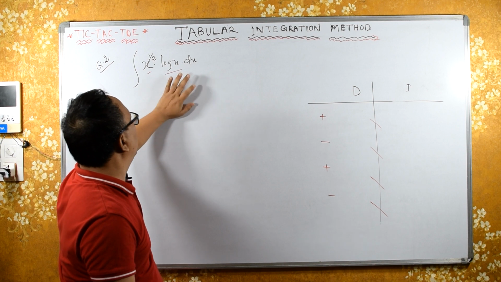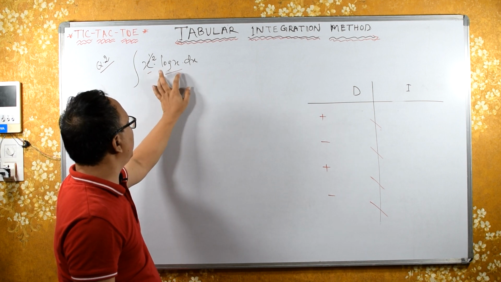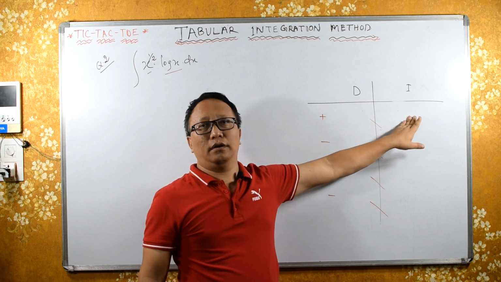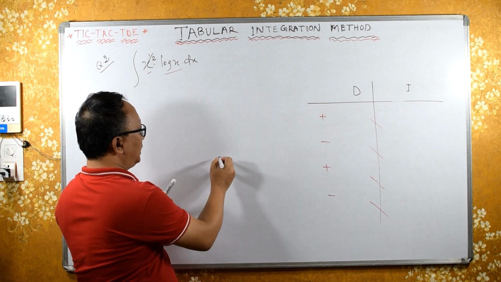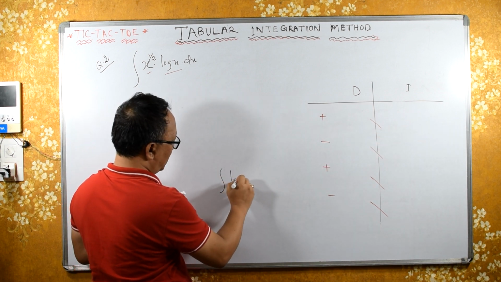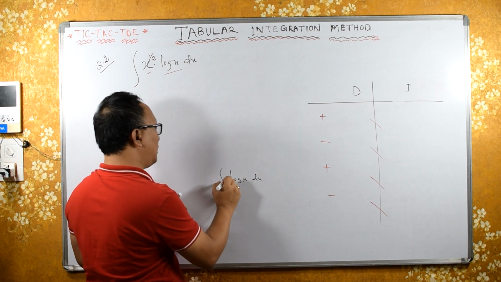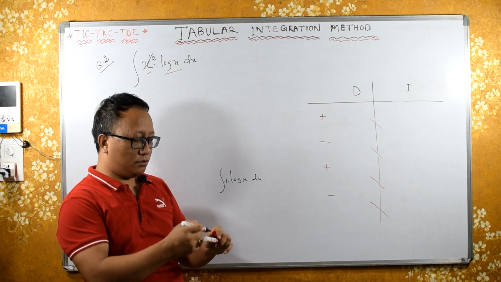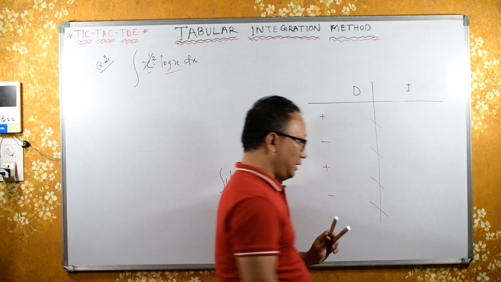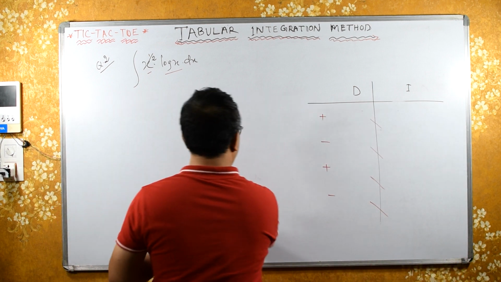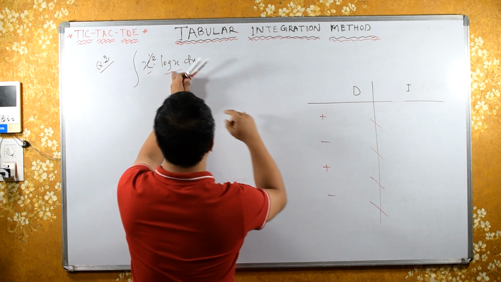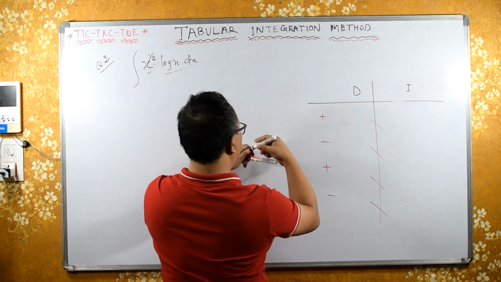Okay, now if I choose log x for integration, then the integration of log x, that is log x dx, is what we have to consider first, and again we have to use integration by parts, so it's very lengthy stuff. That's why let's keep log x in the D part.